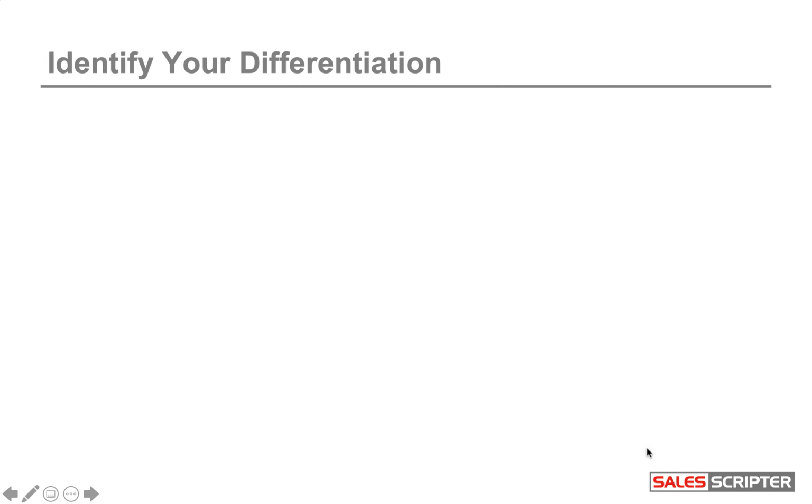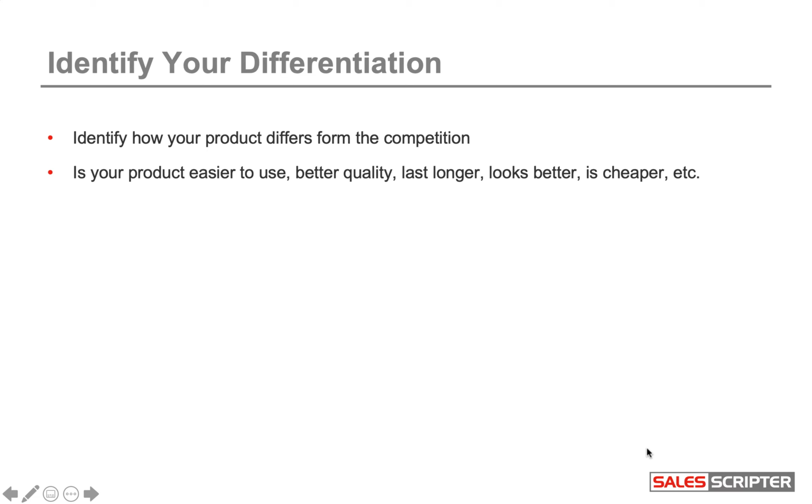And this is how your product differs from your competition. For example, is your product easier to use, better quality, lasts longer, looks better, is cheaper? I want you to try to think of 2 to 3 ways if possible.